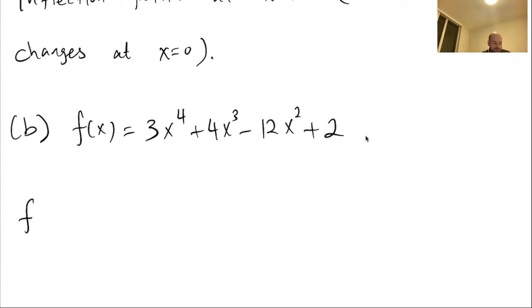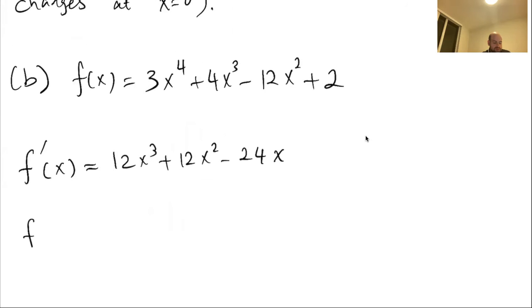So first we need f double prime of x. And to find f double prime of x, of course, first I need f prime of x. What is f prime of x? f prime of x is 12x cubed plus 12x squared minus 24x. So f double prime of x, which means the derivative of the first derivative, is going to be 36x squared plus 24x minus 24.